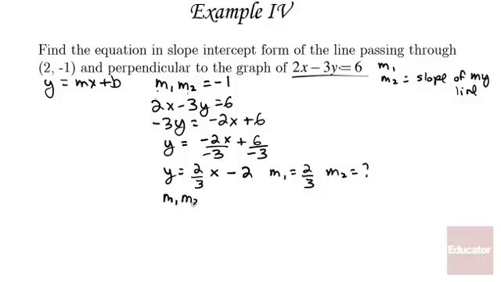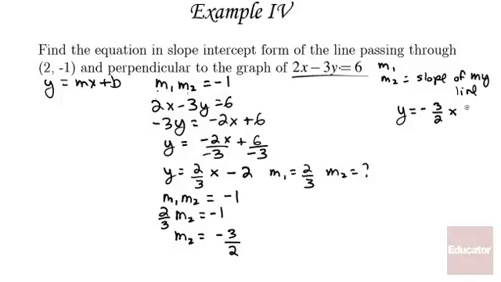m1 times m2 equals negative 1. And I'm given that m1 is 2/3. So it's 2/3 times m2 equals negative 1. If I multiply both sides by 3/2, I can isolate m2, and it's negative 1 times 3/2. Therefore, the slope of the line that I'm looking for is negative 3/2. So now I've got slope. So I've got, for my line, y equals negative 3/2 x plus b.